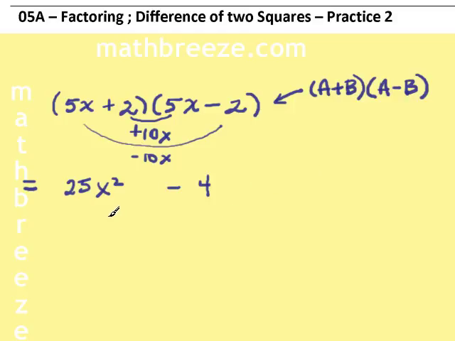So our answer is of this form. Where does the 25x squared come from? Well, it came from 5x times 5x, so I'll write that as (5x) squared. And the 4 came from 2 times 2, so I'm going to write that as 2 squared. So we end up with a result that is something squared minus something squared. This is called the difference of two squares.